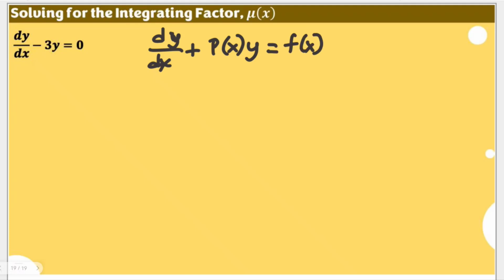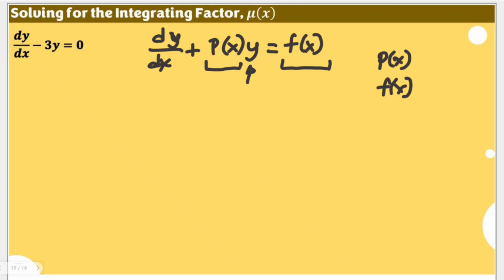If we can transform our given equation into this form, where the right hand side is an expression in terms of x, and we have the first degree of y, then we can come up with a certain p of x and f of x that we can use for our integrating factor.